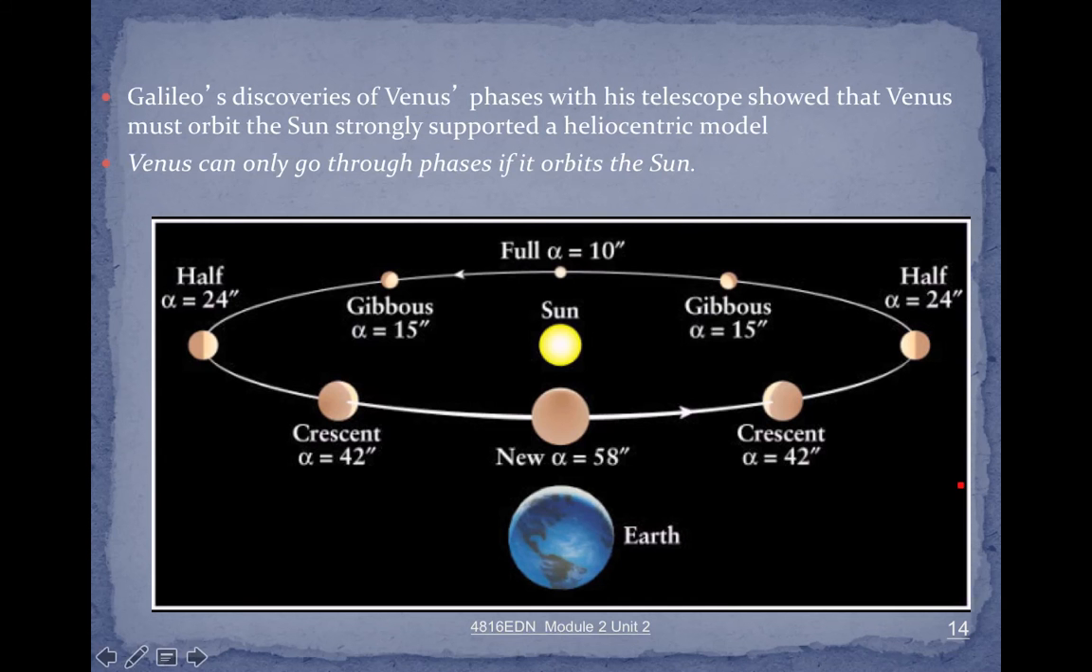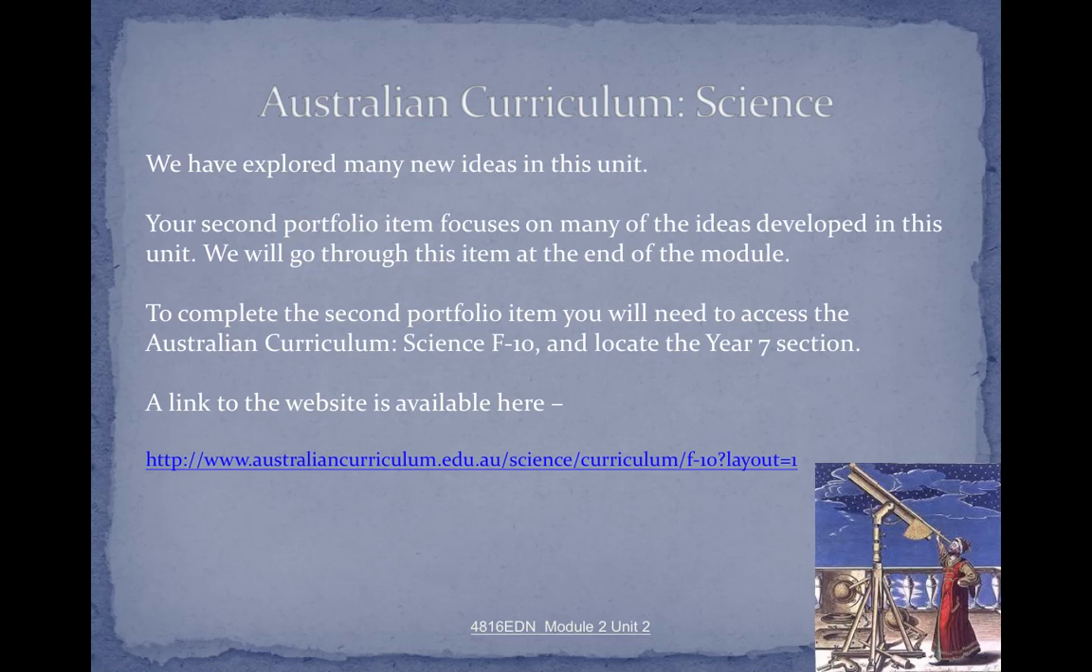All right, so Venus can only go through phases if it orbits the Sun. It's a bit like our moon. If our moon didn't orbit around us, we wouldn't see the phases. That's probably less important to you, but it did provide that sort of empirical evidence. So there's lots of new ideas in this unit. I hope you found it a useful example from the history of science.